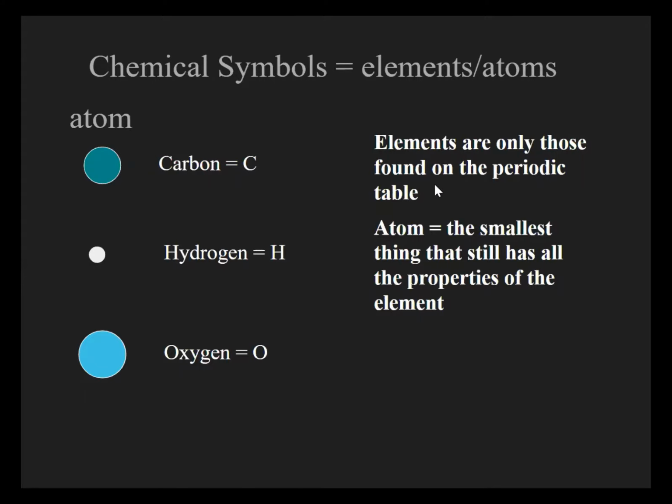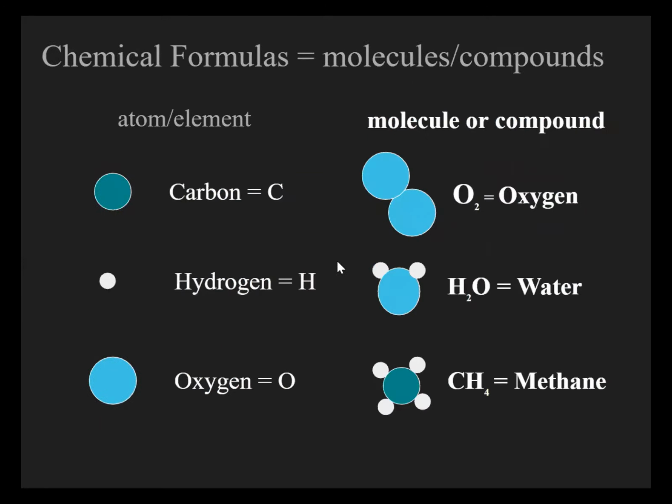So elements are found in the periodic table, and an atom is the smallest thing that has all of the properties of that element. So carbon, one atom of it will react in the same way as 30 carbon atoms. They all have the same properties. Okay, so let's look at something a little different.